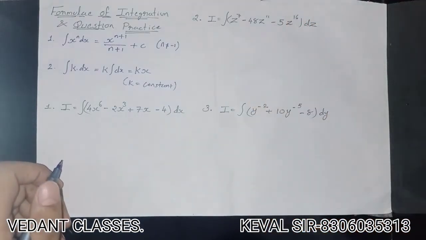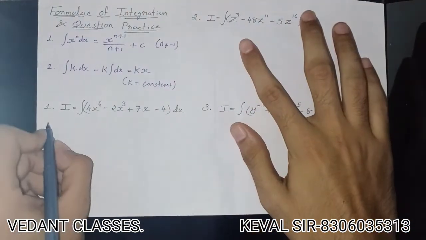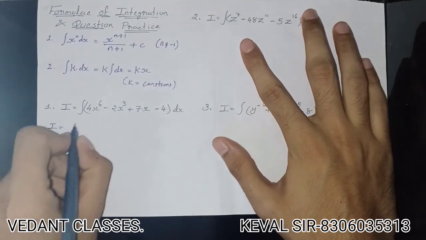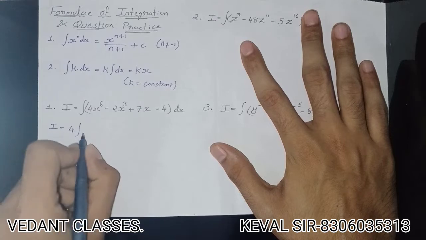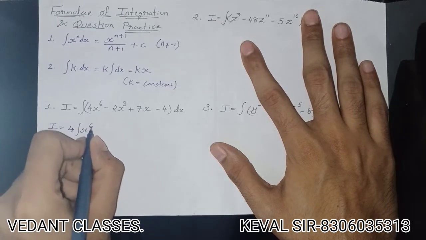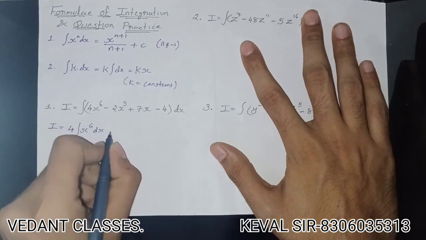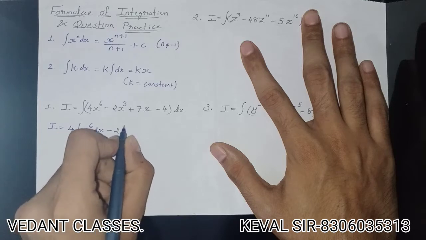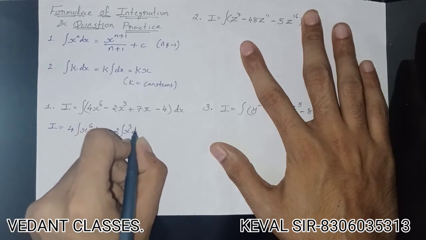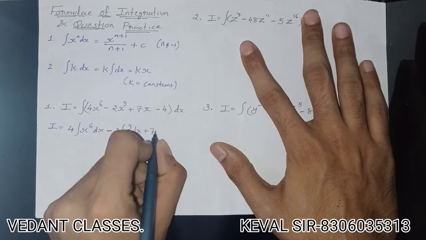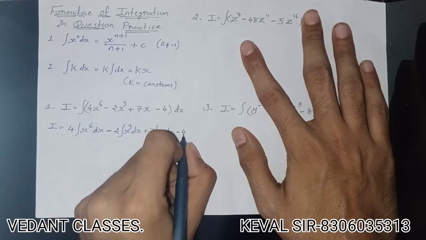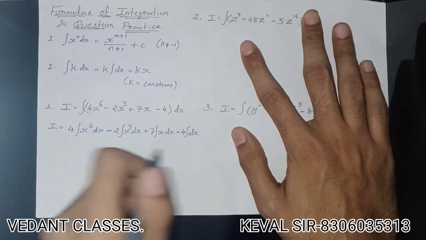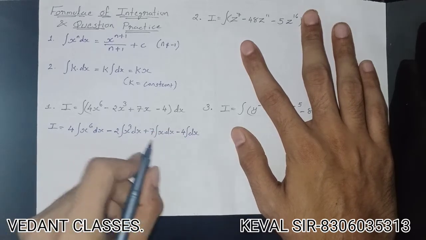Let's see question 1. Now apply the integration. I is equal to integration of 4x raised to 6. You can write it like this: 4 integration of x raised to 6 dx, then minus 2 integration of x cube dx, plus 7 integration of x dx, then minus 4 integration of dx. We have taken the constants out of the integration.